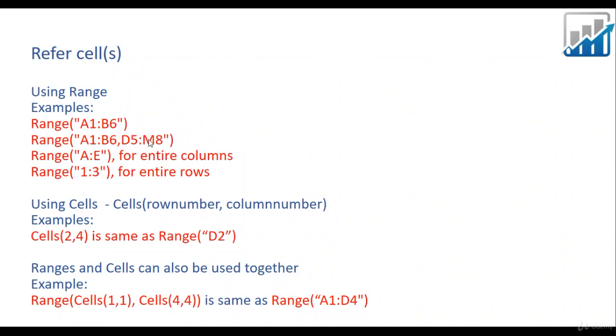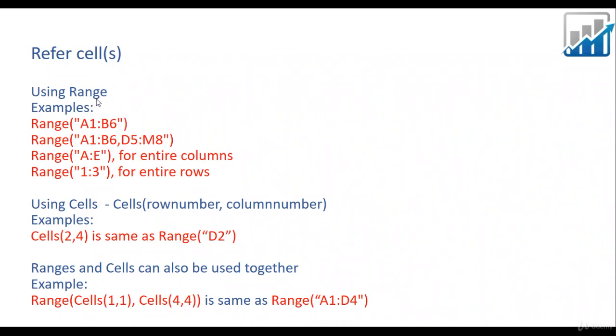Similarly, you can select two ranges also, so it's not always necessary that all the cells need to be together. Then you can also select the entire columns. If you look at range A to column E, we'll select these 5 columns A, B, C, D, E, and we'll select all the cells of these columns. If I look at range 1 to 3, that is used for selecting the first 3 rows, 1, 2, 3. So we'll end up selecting all the cells in these rows.